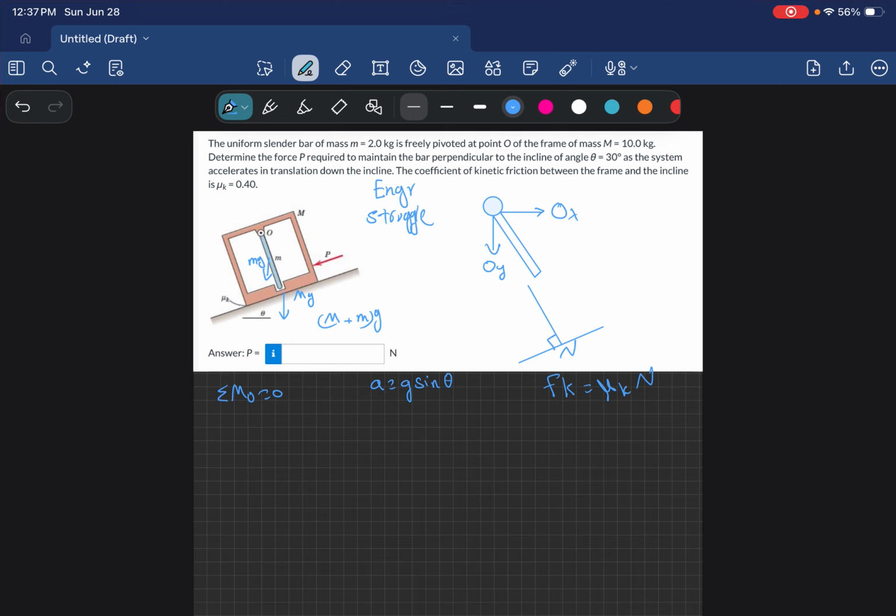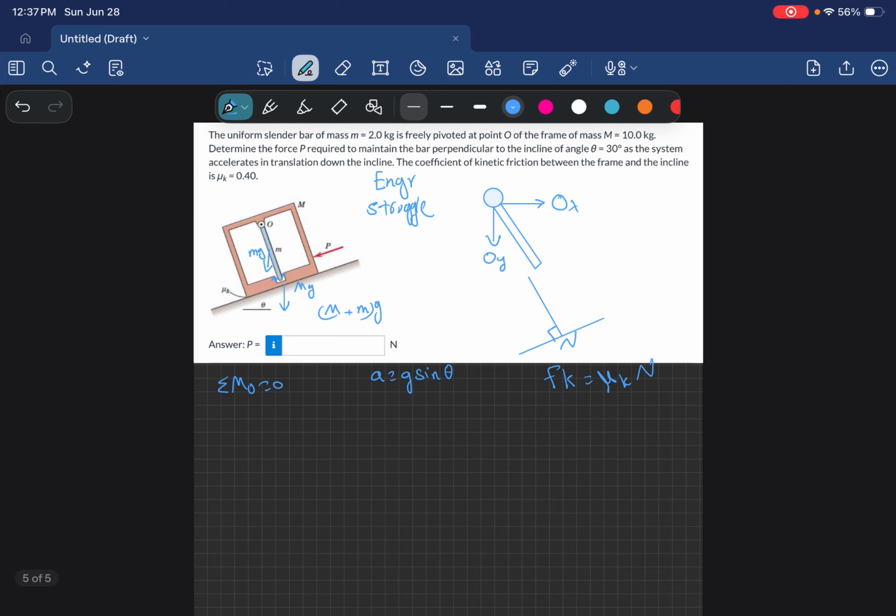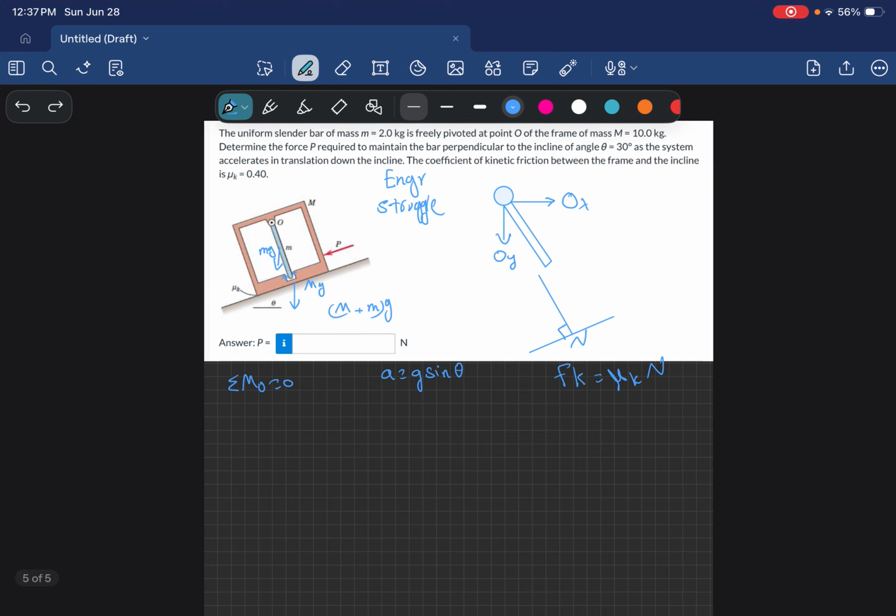For this, we have the slender bar, which is this one or this one, and the mass is 2 kilograms and it is freely pivoted, so it can move within that distance. I just drew a free body diagram with respect to x and y, and we also need to treat it as a perpendicular member.